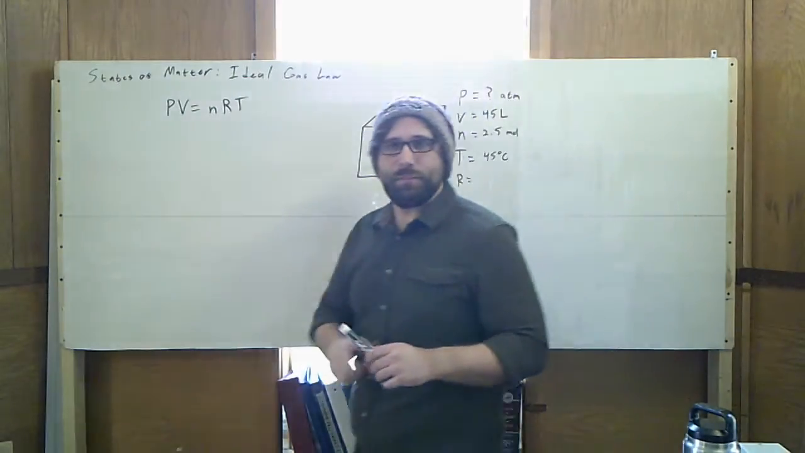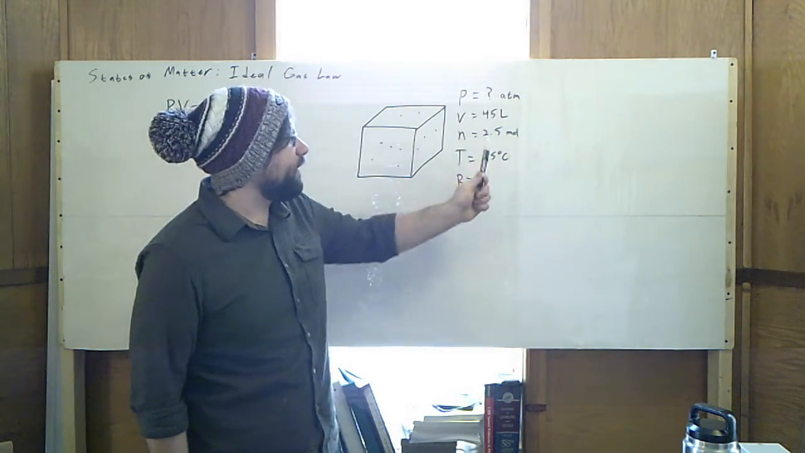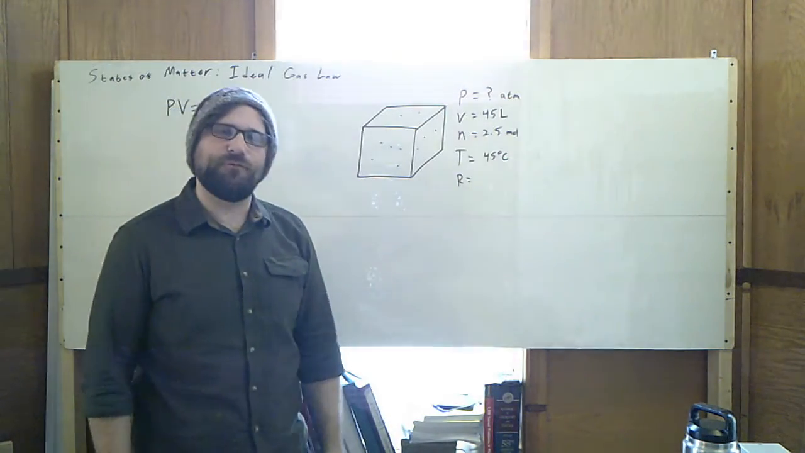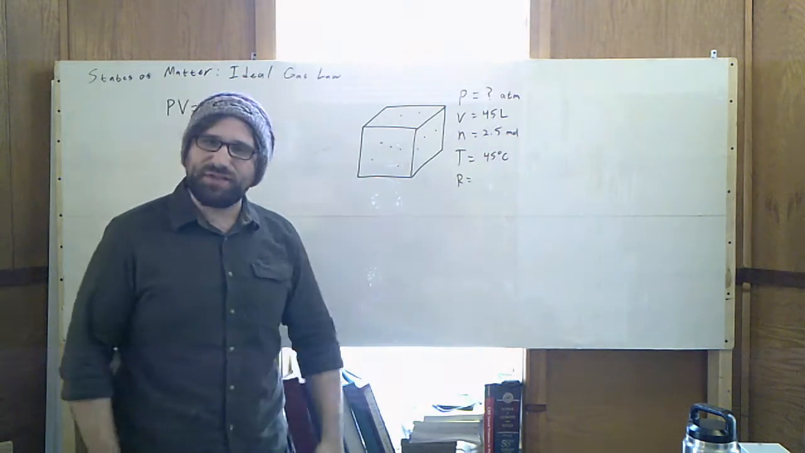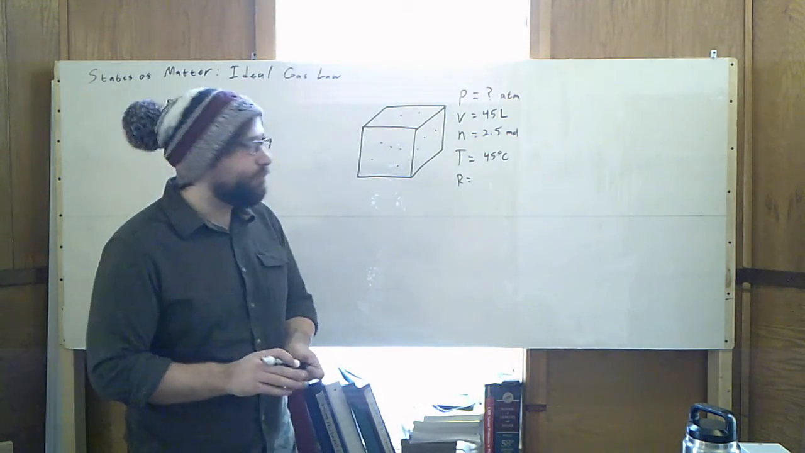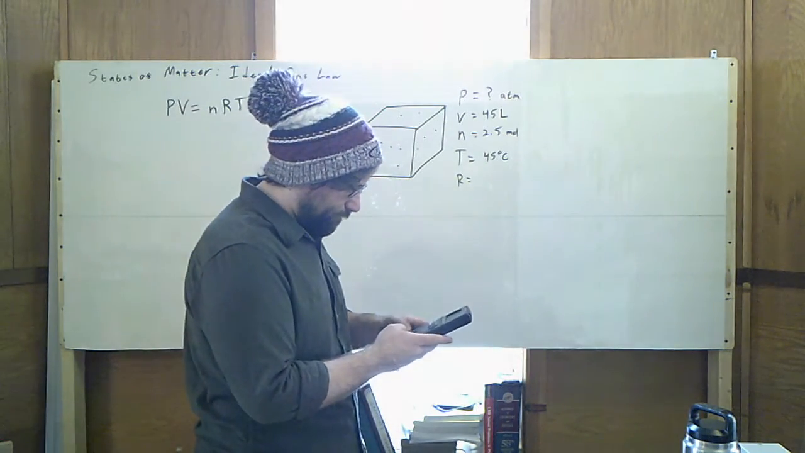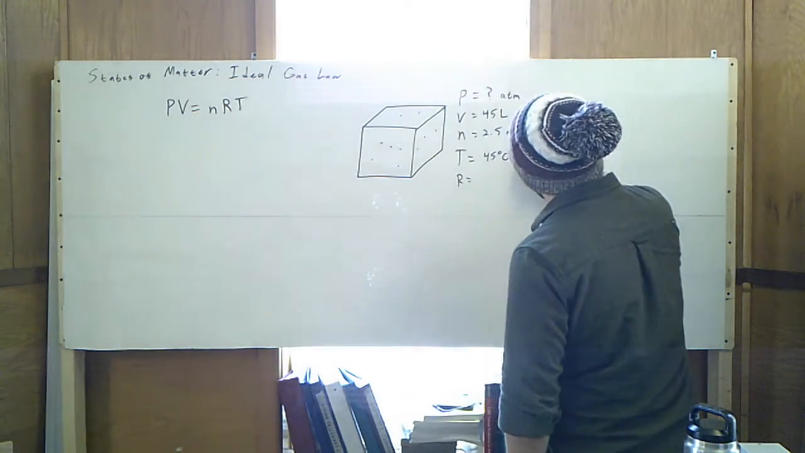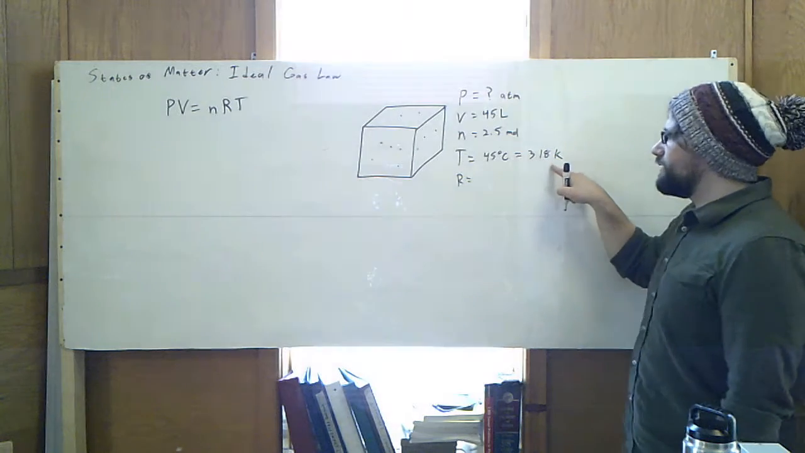Okay, let's do this example as well. We've got an unknown pressure, but a volume of 45 liters, 2.5 moles of gas, and it is at 45 degrees Celsius. First thing we need to do, convert Celsius into Kelvin. That's going to be 45 plus 273. And that gives us 318 kelvins. Okay, so we've got 318 kelvins.